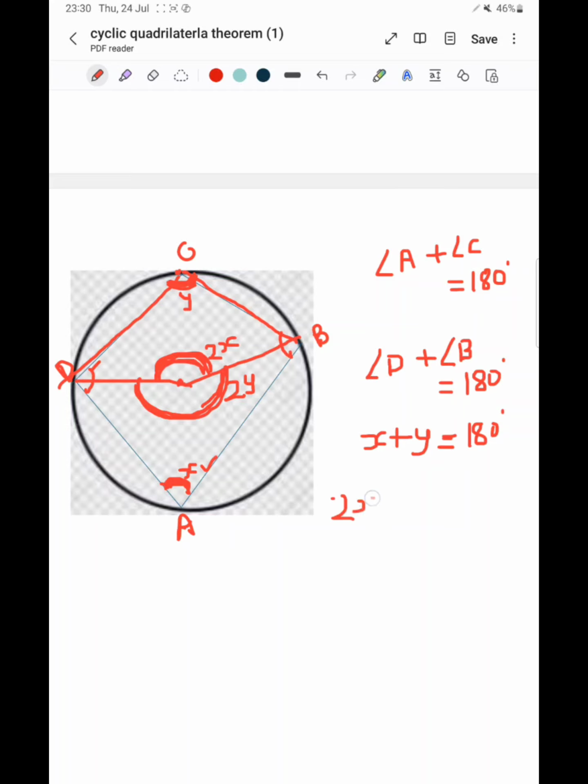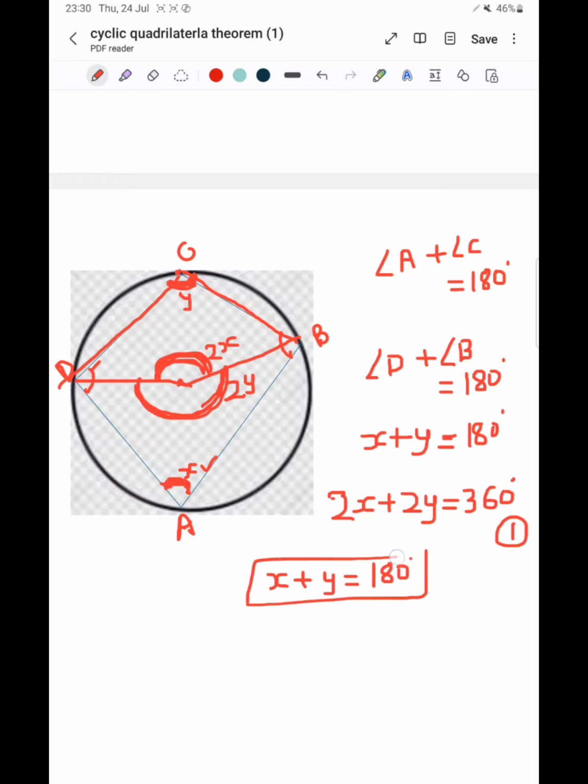Now if you see these two angles at a point, I can say that angle 2x plus 2y forms one full revolution. So this is equivalent to 360 degrees, because this is the angle at a point. If I divide this whole equation by 2, I get x plus y equal to 360 by 2, which is 180 degrees. So we proved that angle C plus angle A is equal to 180 degrees.